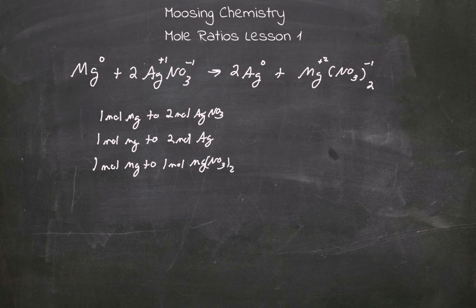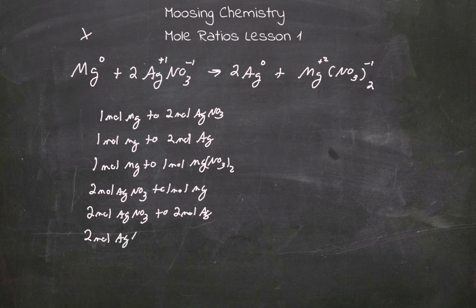All right, then we would start with the next one. So we took care of the magnesium ones. Now let's take care of the silver ones. So we have 2 moles of silver nitrate to 1 mole of magnesium. We have 2 moles of silver nitrate to 2 moles of silver. We have 2 moles of silver nitrate to 1 mole of magnesium nitrate.